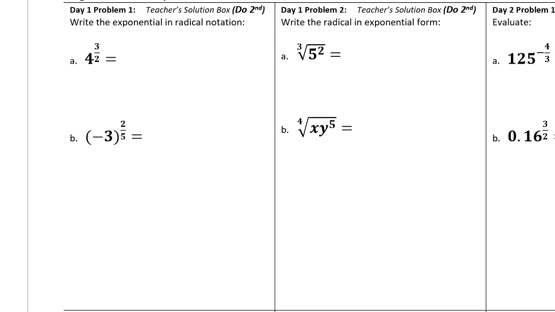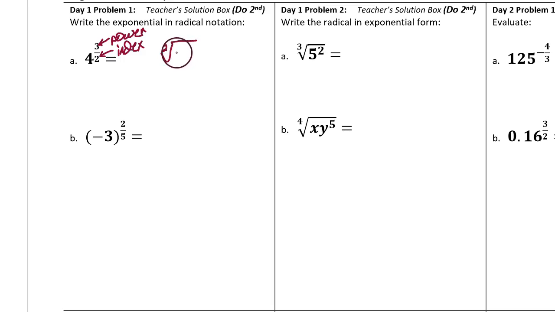Here's the answer for day one, problem one. Write the exponential with a radical. So here we have an exponential, or a power. The numerator of that exponent indicates the power that we're going to use inside of a radical symbol. The denominator of that exponent indicates the index of our radical. So because the denominator is a 2, that indicates a radical with index 2, or a square root.